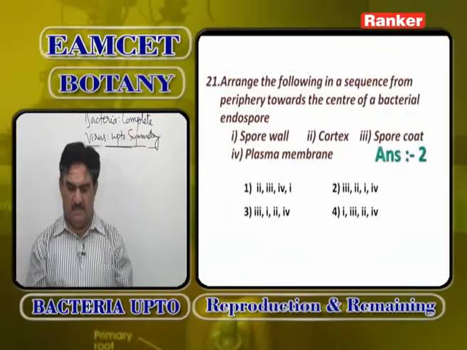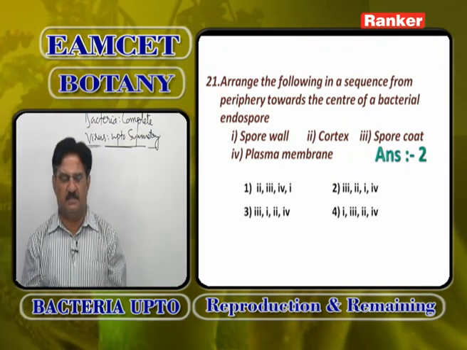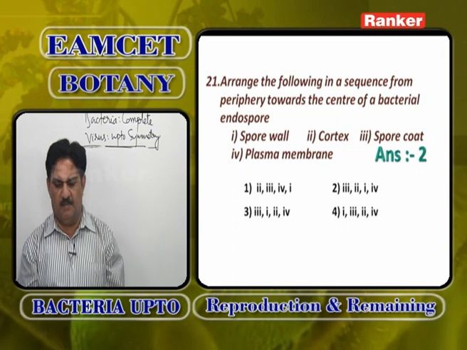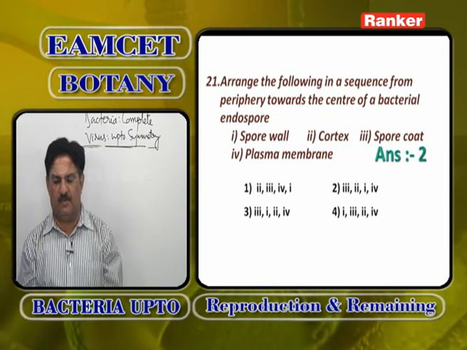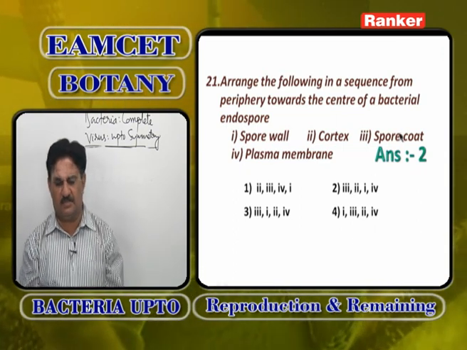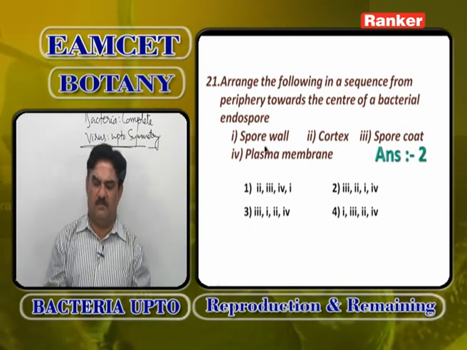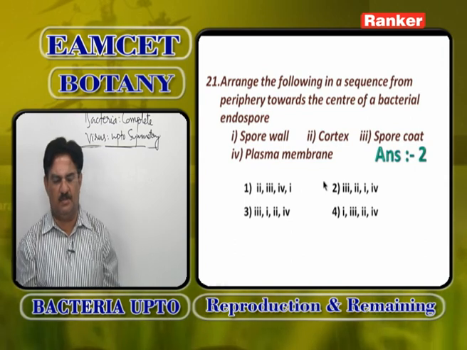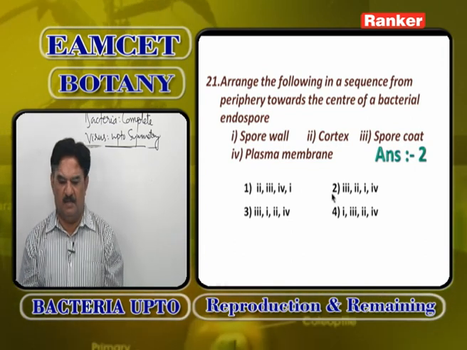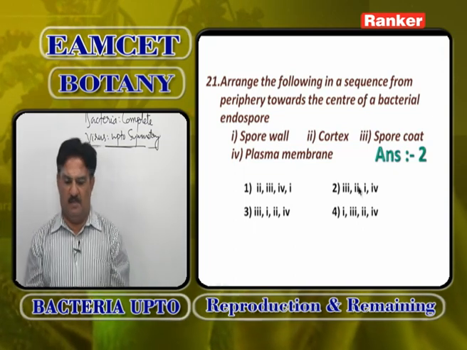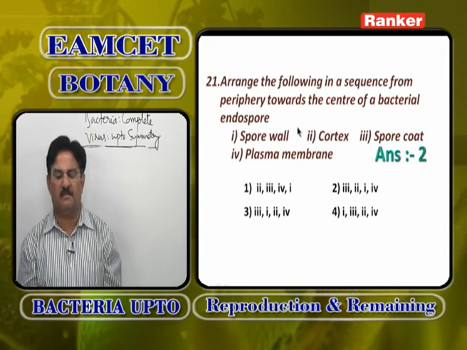So first is the spore coat, then the spore wall, then the cortex, and finally the plasma membrane. So 3, 2, 1, 4. What is 3? Spore coat. What is 2? Cortex. What is 1? Spore wall, and 4 is plasma membrane. So 3, 2, 1, 4, from periphery to center.